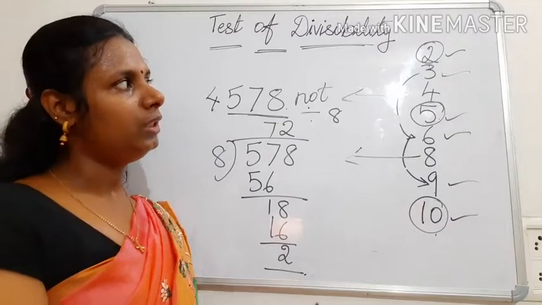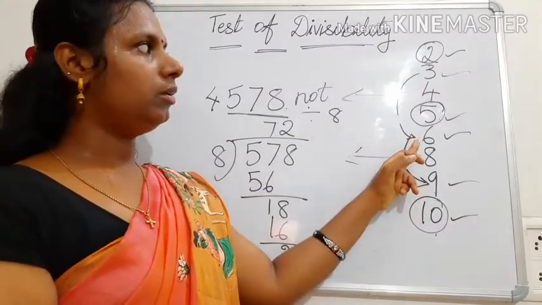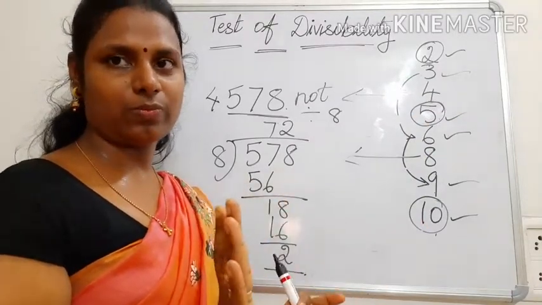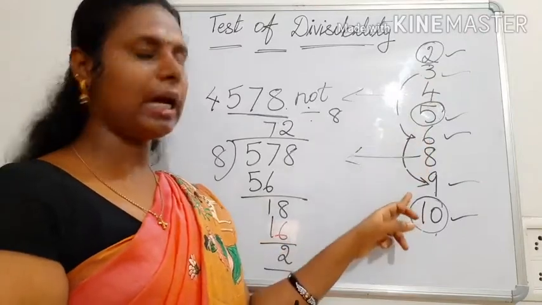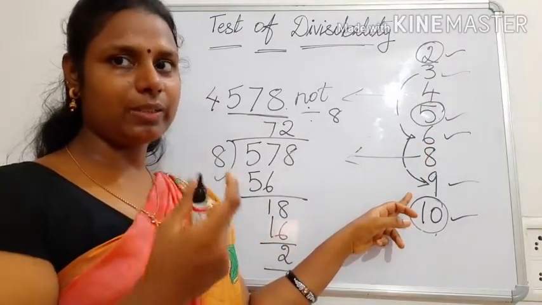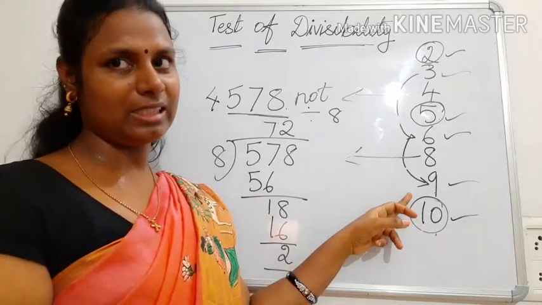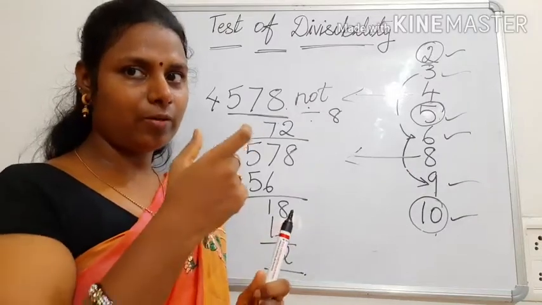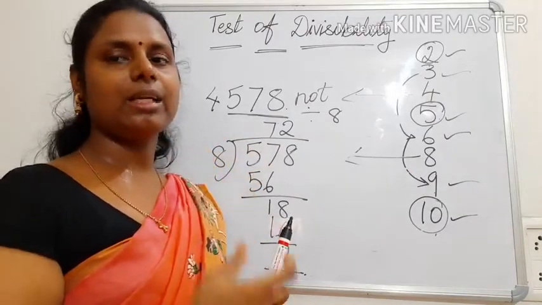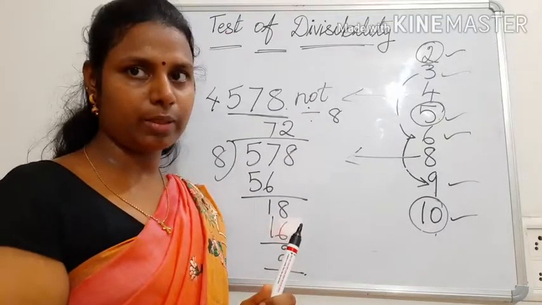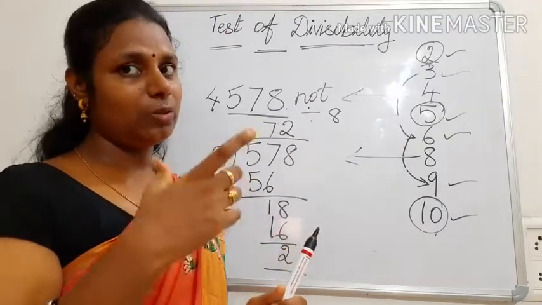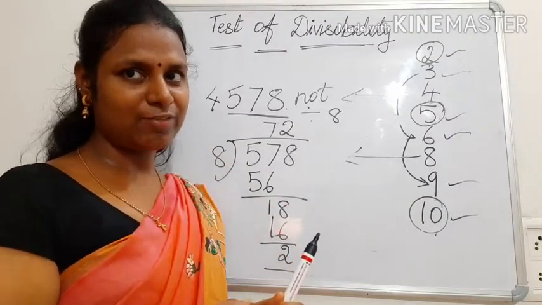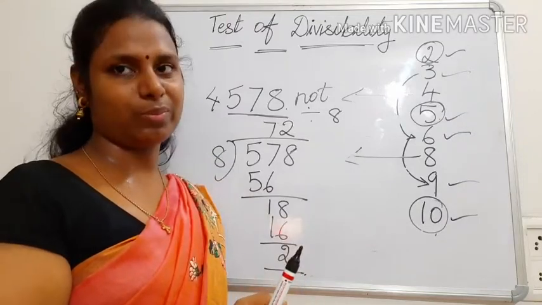Understood? Now 2, 5, 10: without calculation, just see one's place and find out. Okay? And 3, 6, 9: you have to get the sum of the digits, then divide and see. That's enough. Then 4 and 8. For 4, you will take 2 digits from one's place, divide and see, and if that is divisible, the whole number is divisible. Okay, for 8 also you will take 3 digits from one's place and divide, and if that is divisible by 8, the whole number is divisible by 8.